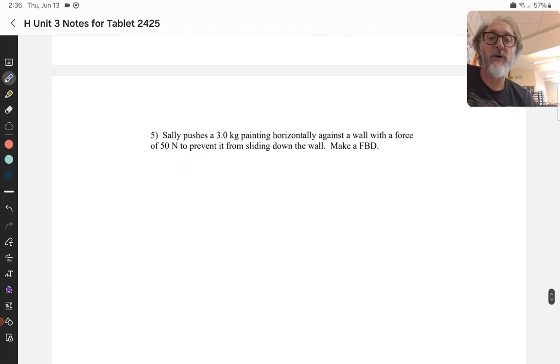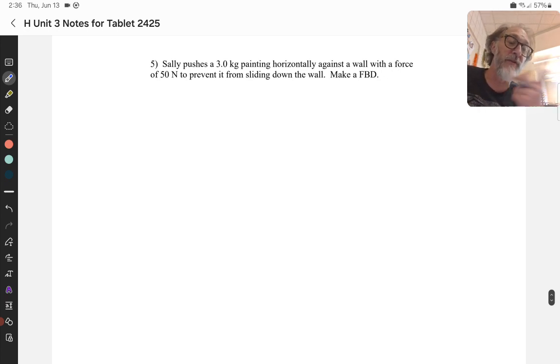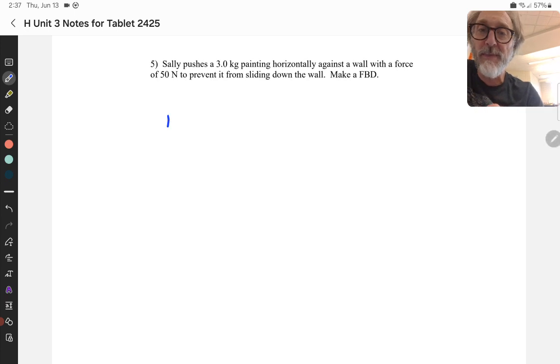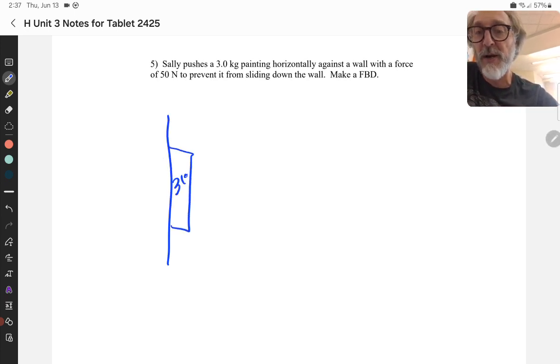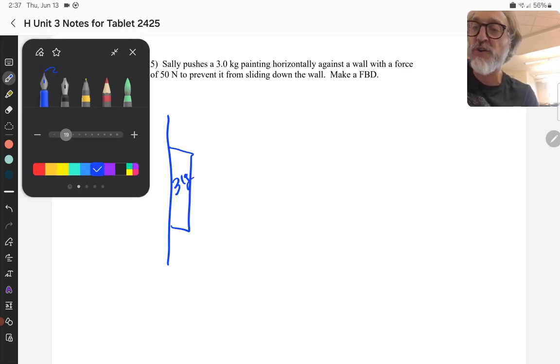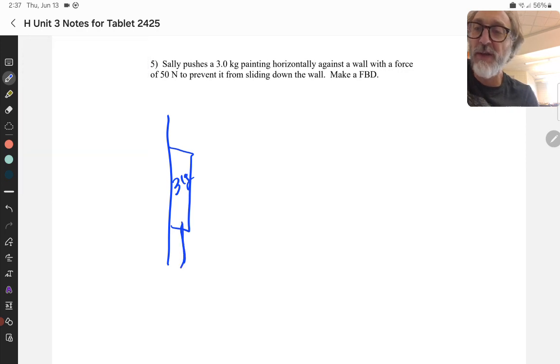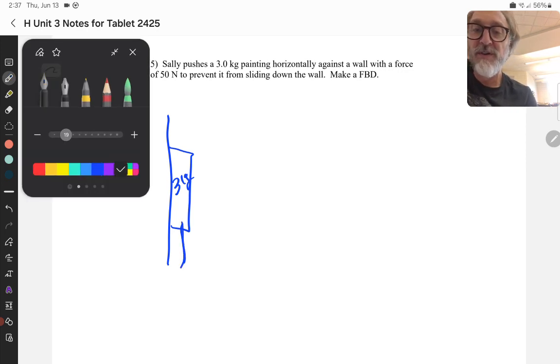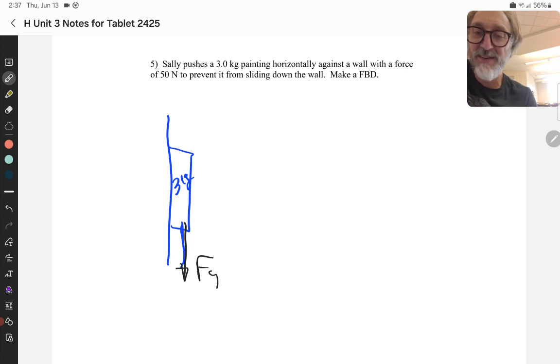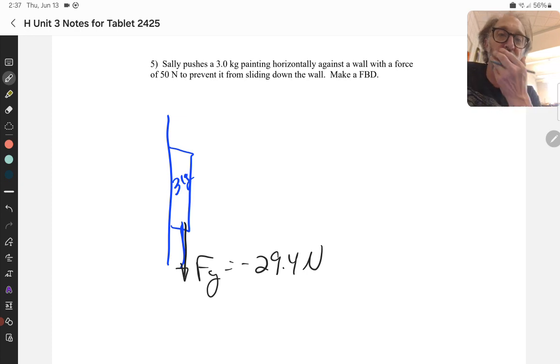All right, now this one. I did this one in the video a couple days ago. It says Sally pushes a 3-kilogram painting horizontally against a wall with a force of 50 newtons to prevent it from sliding down the wall. So this time, my surface is vertical. Here's my painting. It's 3 kilograms. The first thing I'm going to do, let's change colors, is put in my force of gravity. So 3 times 9.8, you're going to get negative 29.4 newtons.